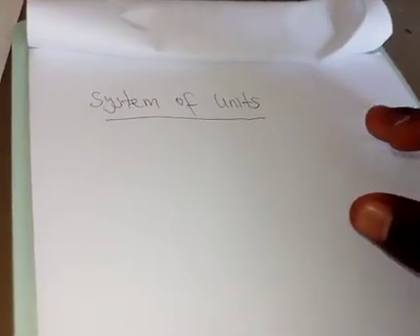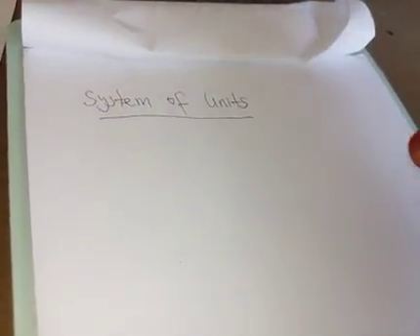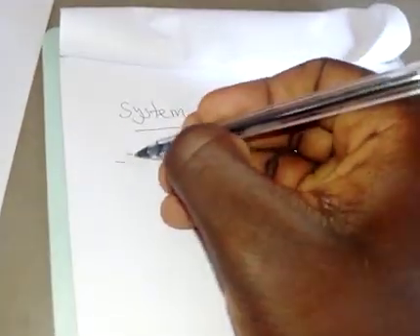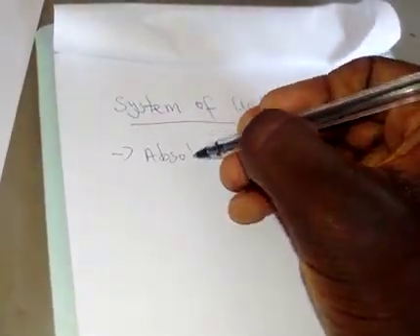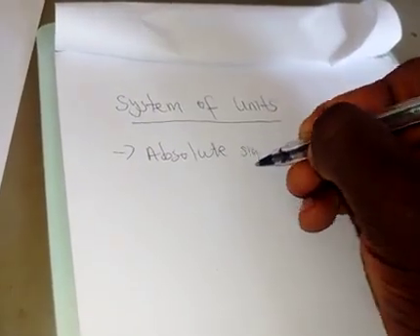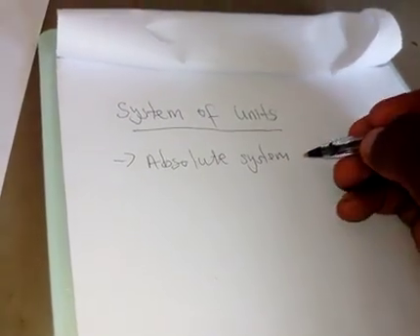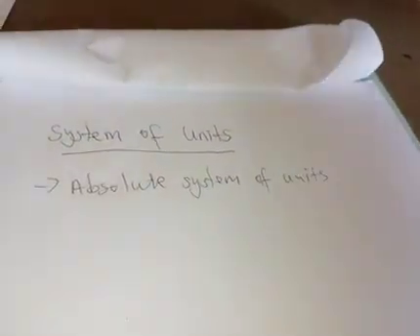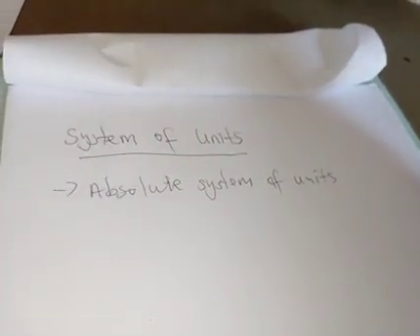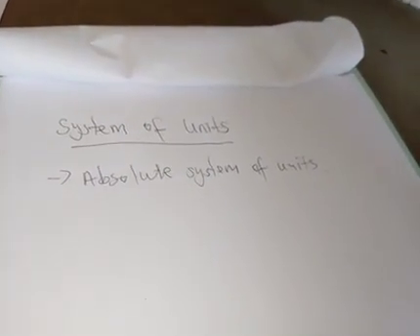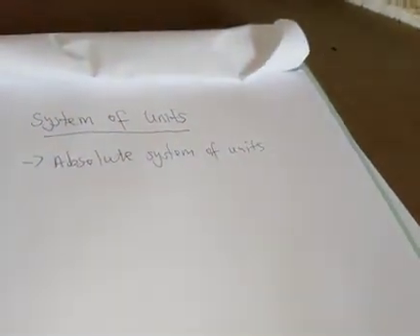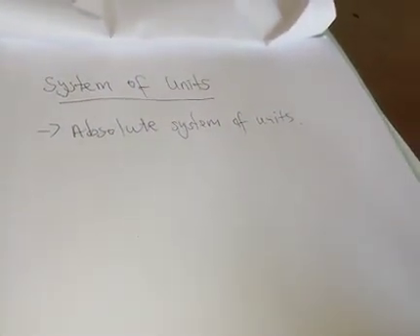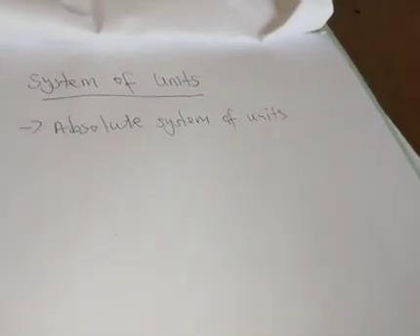So such a system of units which consists of fundamental units only is called an absolute system of units. Why absolute system of units? Because it only contains fundamental physical quantities, no derived quantities. Remember, we have differentiated the two already, fundamental and derived quantities. So an absolute system of units only contains physical quantities which are fundamental.